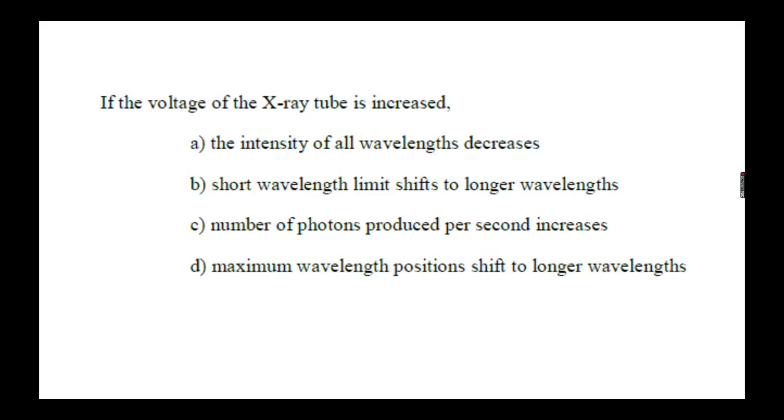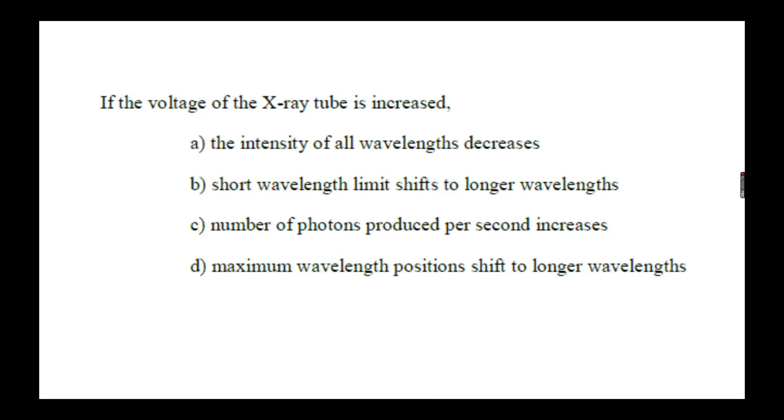So the first question is asking about the relationship between the voltage and whether it could be a wavelength or the intensity or the number of photons. So it is regarding the X-ray tube. When we increase the voltage of the X-ray tube, what will happen? The intensity of all wavelength decreases, short wavelength limit shifts to longer wavelength, number of photons produced per second increases, or the maximum wavelength position shifts to longer wavelength.